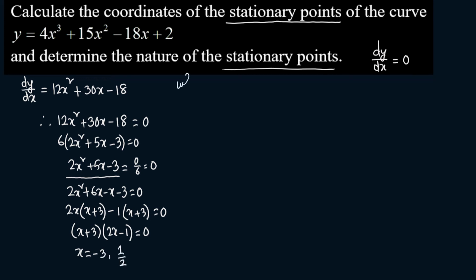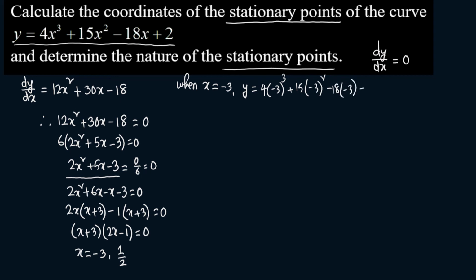When x equals minus 3, we can take help from our calculator. Then what is the value of y? We have to use the first equation, this equation, to get our value of y: minus 3 whole cubed times 4, plus 15 into minus 3 squared, minus 18 into minus 3, plus 2. For doing that, we can use our calculator.